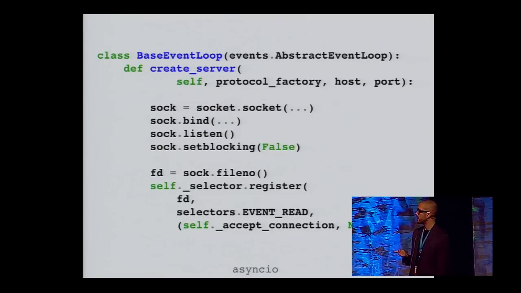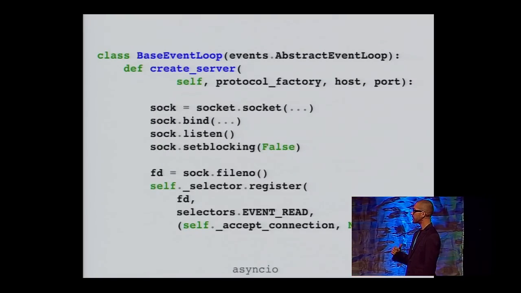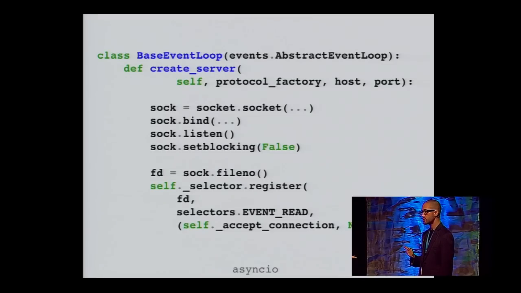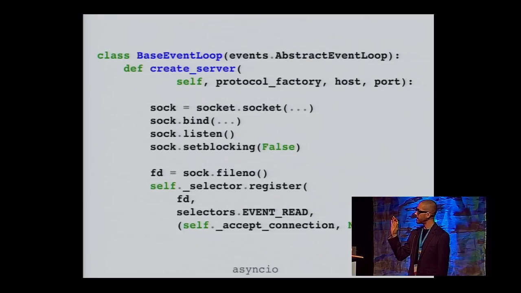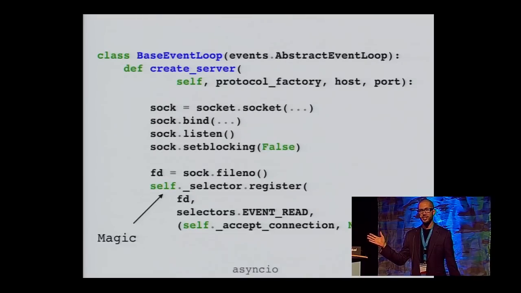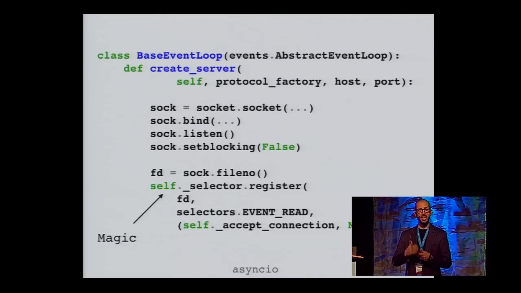So the next thing we do after that is we get the socket's file descriptor, and we pass it into the selector. And the selector is magic. It's part of this magical selectors module that we're not going to talk about. We're not going to describe how it works, but we are going to see what it does. And what it's doing here is it takes a file descriptor and it takes an event mask, which is the list of the kinds of events that we're interested in.